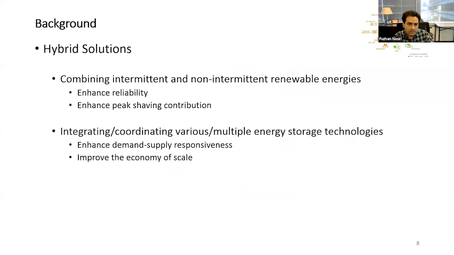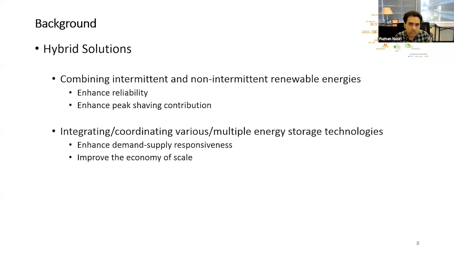In that respect, that might be one of the last slides in terms of background. When we talk about hybridization, a hybrid solution is not only about sources of energy. It's not like saying I have wind and solar combined. There could be combinations with fossil fuels as backup. There could be combinations with more stable renewable energy like geothermal and biomass.